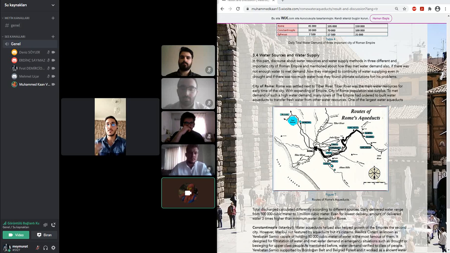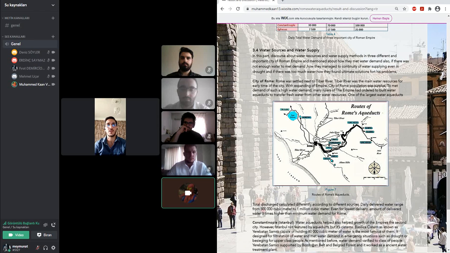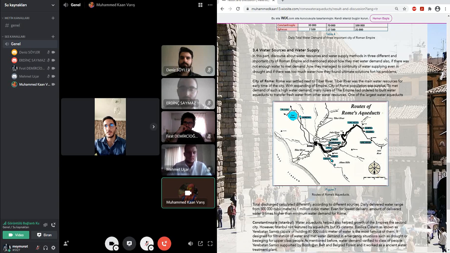Rome was settled next to the Tiber River. The Tiber River was the main water resource for the early time of the city. With the expansion of the empire, the population was in surplus. To meet such a high water demand, many rulers of the empire ordered the building of aqueducts to transfer fresh water from other water resources. You can see the routes of Rome's aqueducts.